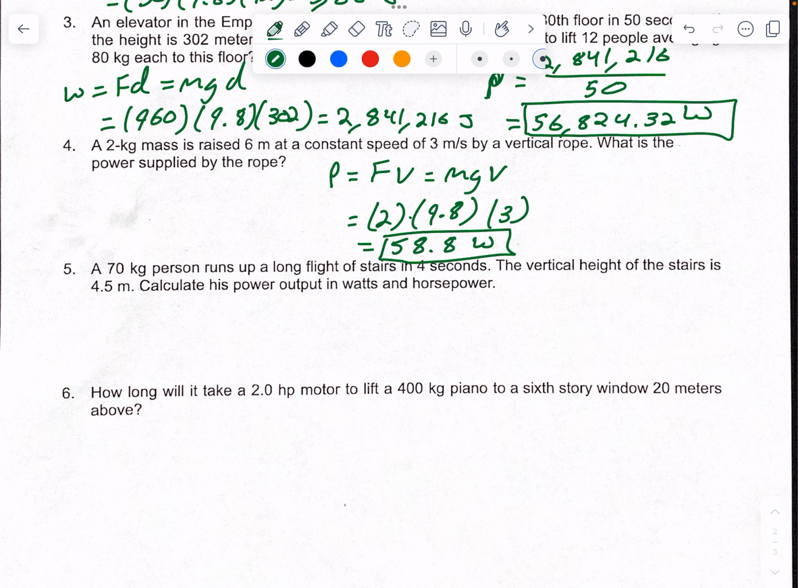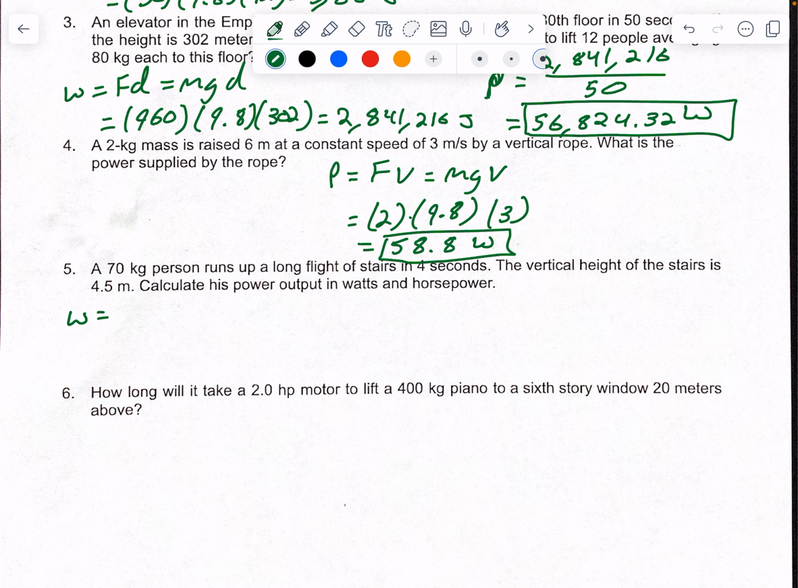Number 5, a 70-kilogram person runs up a long flight of stairs in 4 seconds. So I give you time, I give you mass. The vertical height of the stairs is 4.5 meters. There's your distance. We're looking for power in watts and horsepower. So we have time, we don't have work, so we're gonna find it. So same scenario, we're going up the stairs.